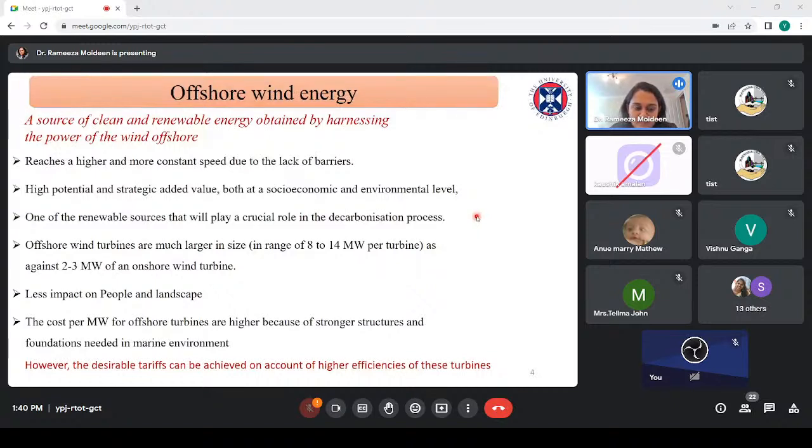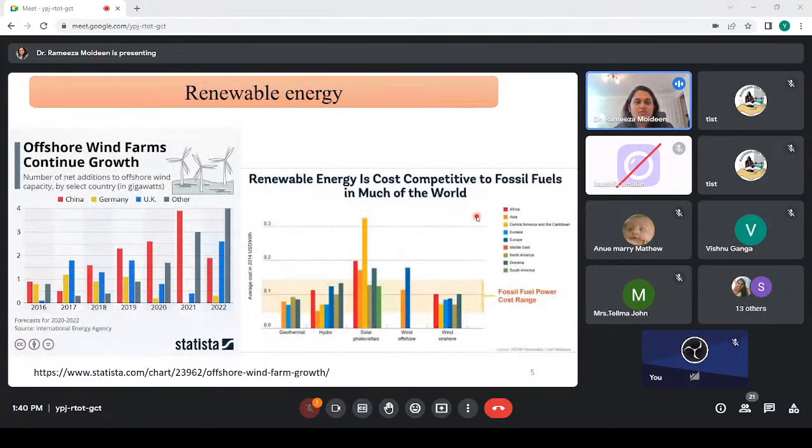But the problem comes in the economic part: the cost per megawatt for offshore wind turbines is higher, because we need stronger structures that go into the sea, and the foundations needed in the marine environment require higher quality than those on land. However, viable tariffs can be achieved on account of the higher efficiencies of these turbines. When we come to renewable energy, offshore wind farms are continuing their growth.